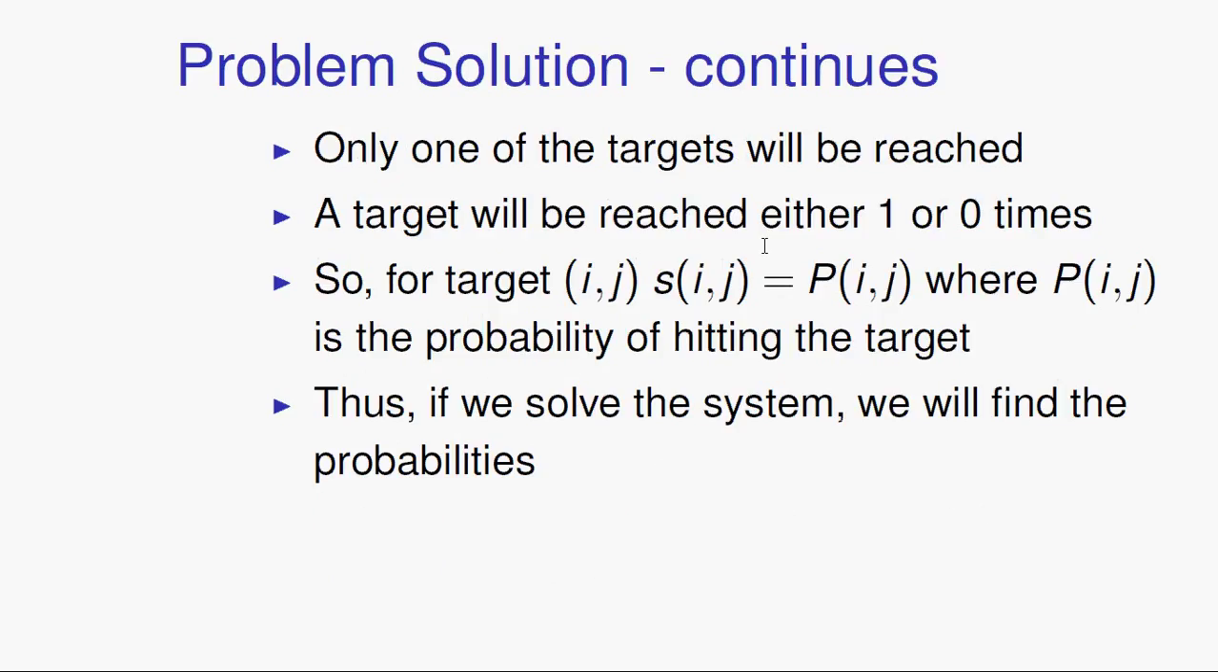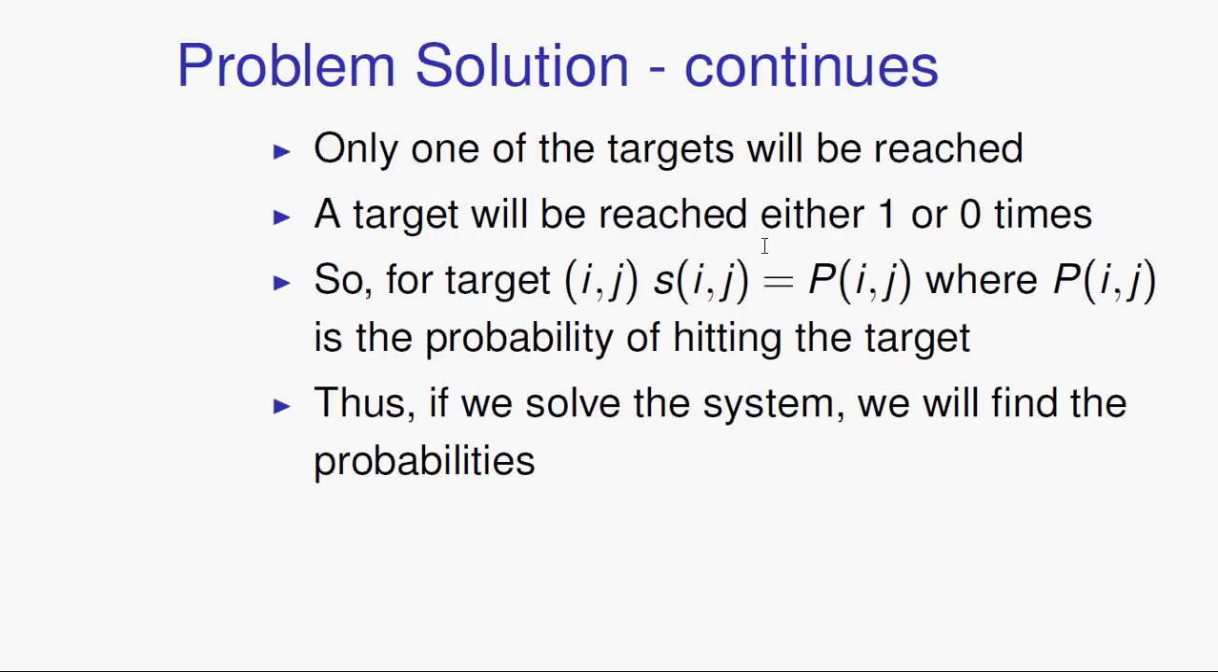We also know that only one of the targets will be reached, and exactly one target will be reached, because the ball cannot bounce off infinitely. We know from the problem statement that after at most 1 billion steps the ball will definitely come into one of the targets, and we know that as soon as it comes to a target it stops, so we know that exactly one of the targets will be reached.